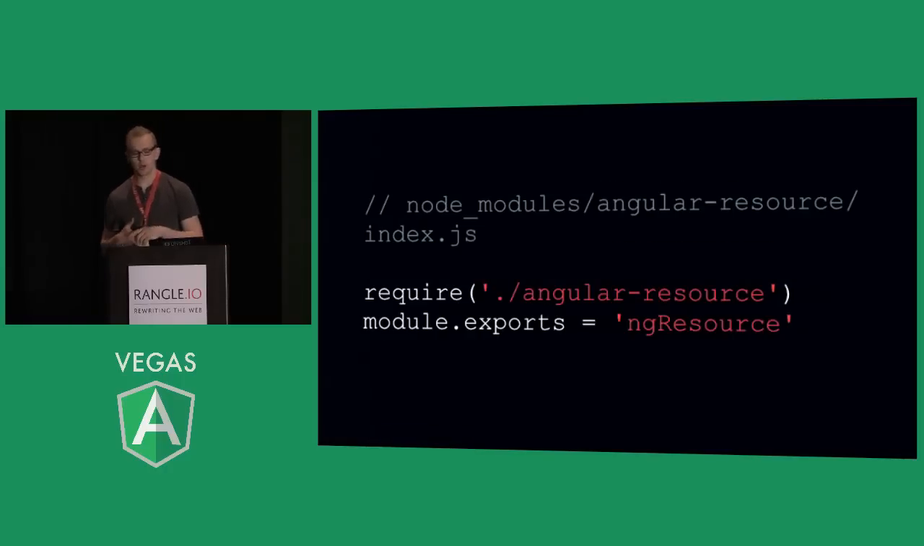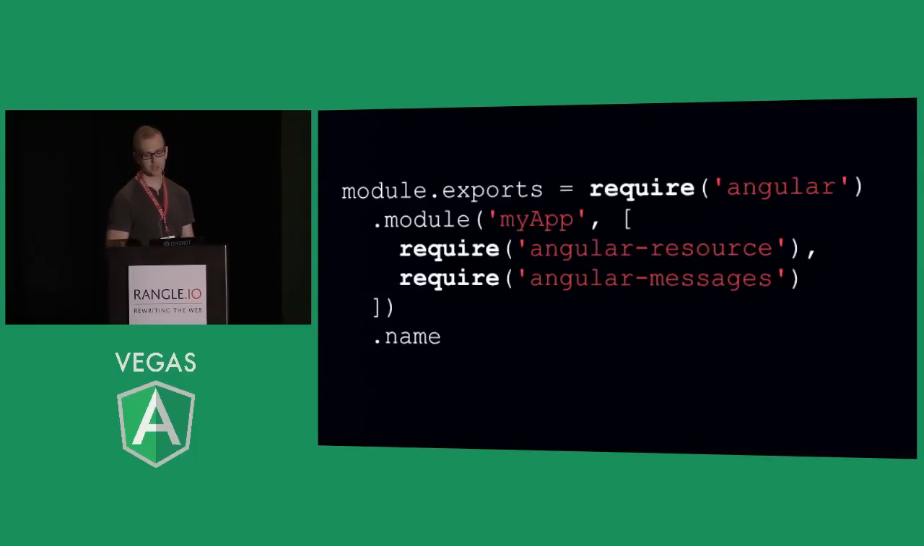So if we look at node modules, Angular resource, index.js, which is the main file for Angular resource, you can see two lines. Line number one, we require Angular resource, and this is just the regular old non-module aware Angular resource. It registers the module globally. This is the angular.module with the array argument, so creating a module. Now that that's available, we export from this module the string ng resource. So if we skip back, what you can see is actually happening is within one function call, you're getting the module registered for you, and you're getting the name back.